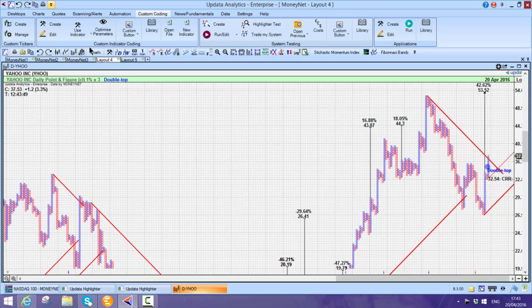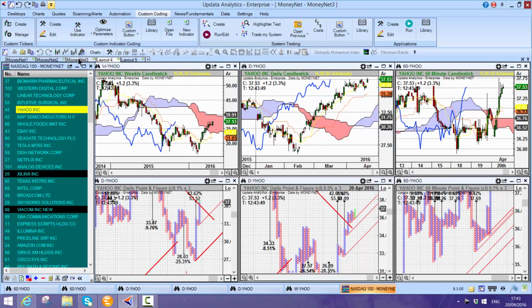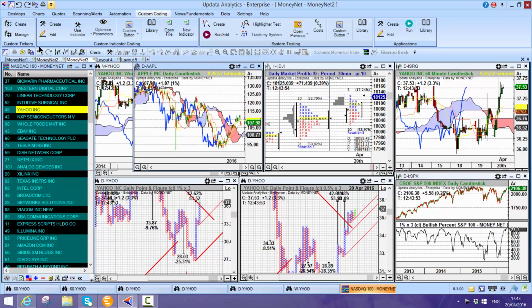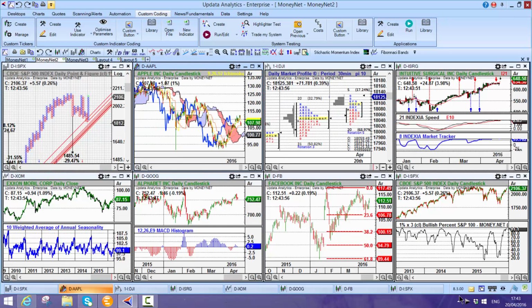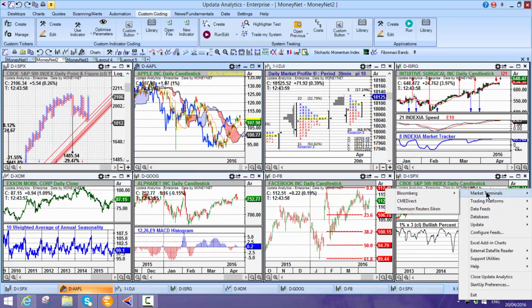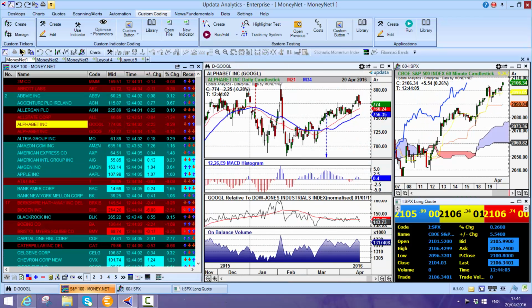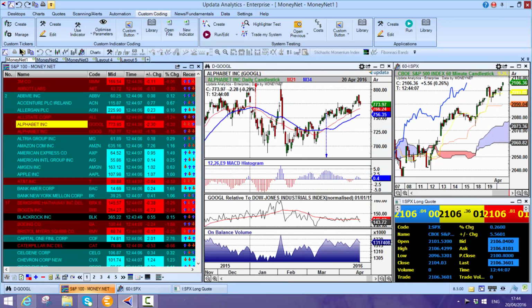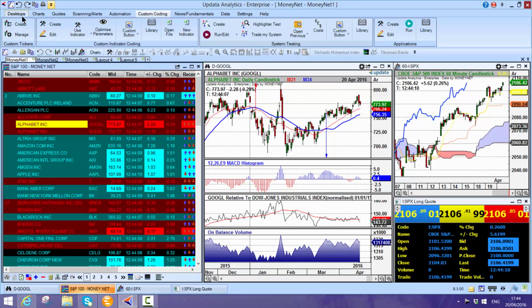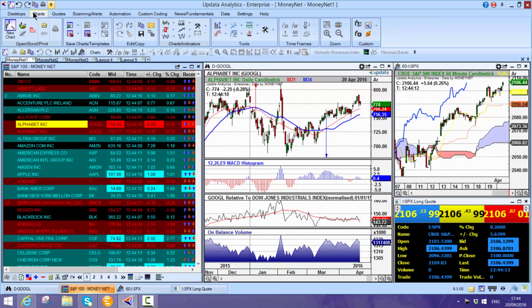So this just gives you a really good example of Updata running on the MoneyNet feed. If you haven't tried MoneyNet already, you just go to your tray in Updata, choose MoneyNet out of the market terminals, and away you go. So we look forward to welcoming lots of MoneyNet users and Updata users trying the MoneyNet system. Give it a go. That's all we ask. Give it a try and see for yourself.